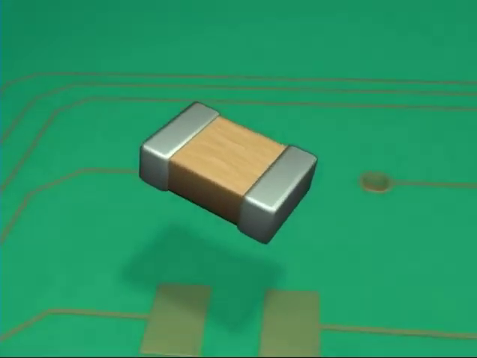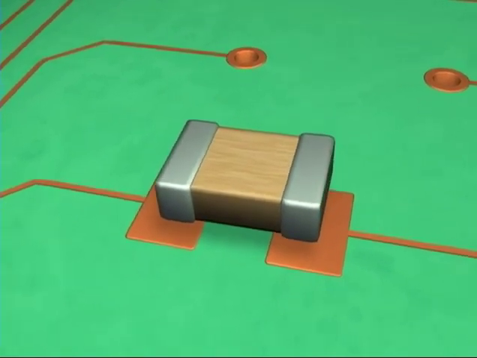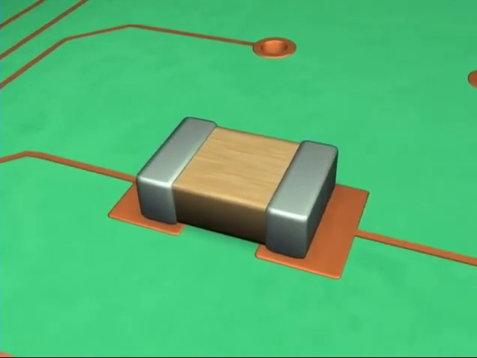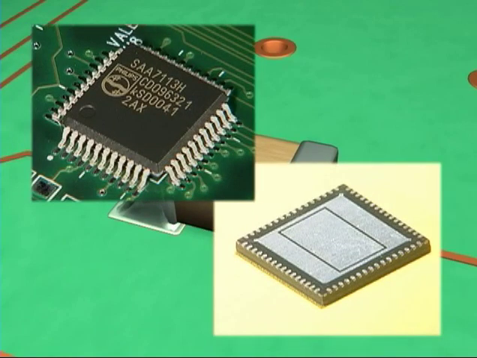Surface mount components are designed to be placed directly onto lands that serve as mounting points on the surface of the board. They come in a variety of leaded and leadless packages.